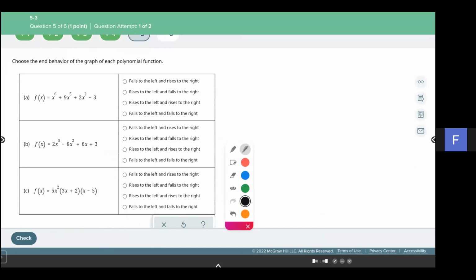It is one of those things that's helpful to know that this is an even function and it's a positive leading coefficient. So I may not know what happens in the middle, but I do know it looks like that. B is an odd function because my degree is odd. And I do know it's a positive leading coefficient. So it does look something like this. Again, don't know the middle, but I do know what my ends look like.